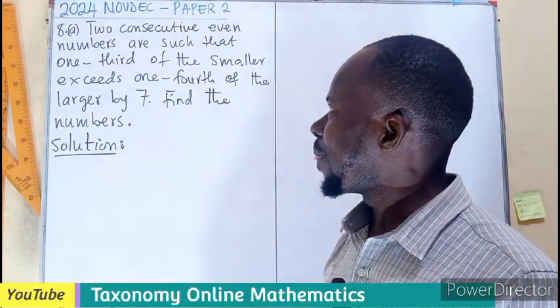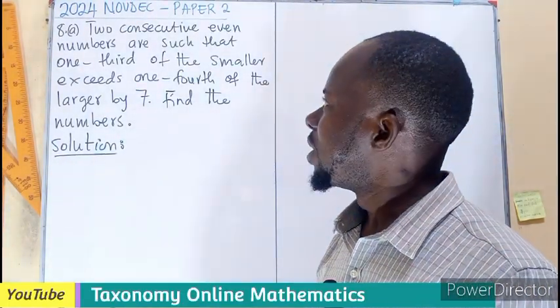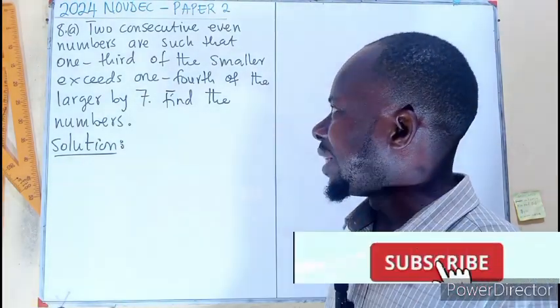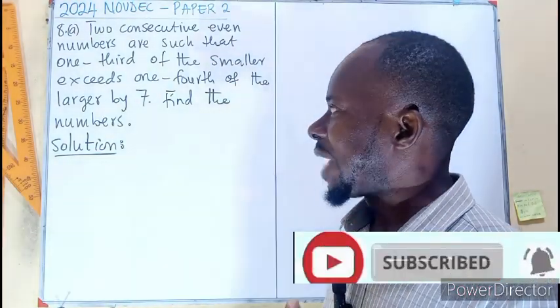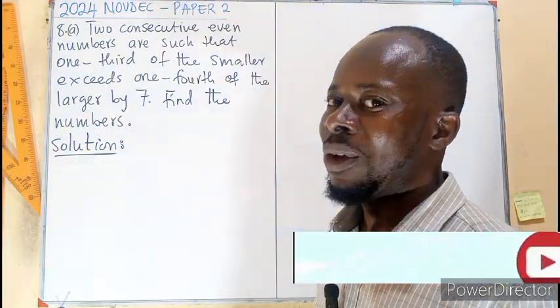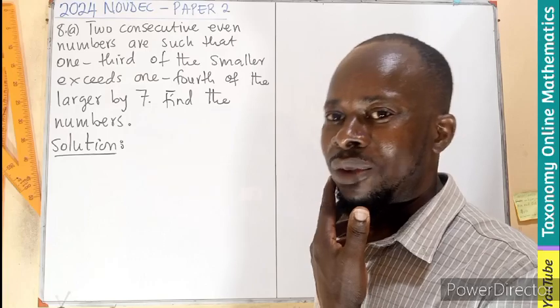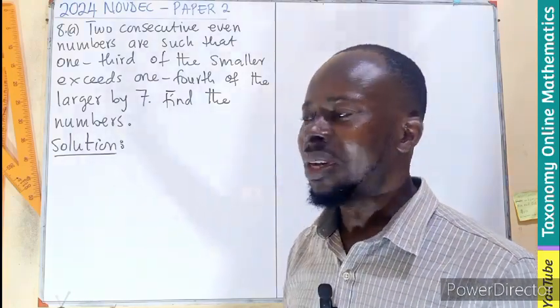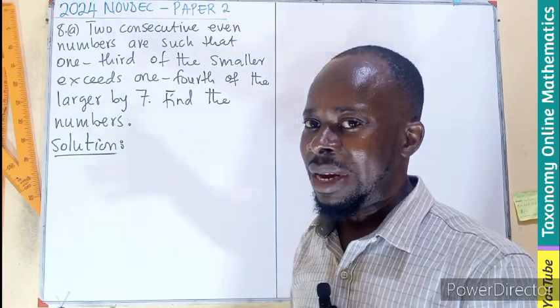Question 8A, NOV-DEC 2024. Two consecutive even numbers are such that 1/3 of the smaller exceeds 1/4 of the larger by 7. We have to find those two numbers. So first of all, what are even numbers? We know those are integers that can be divided by 2 without a remainder.